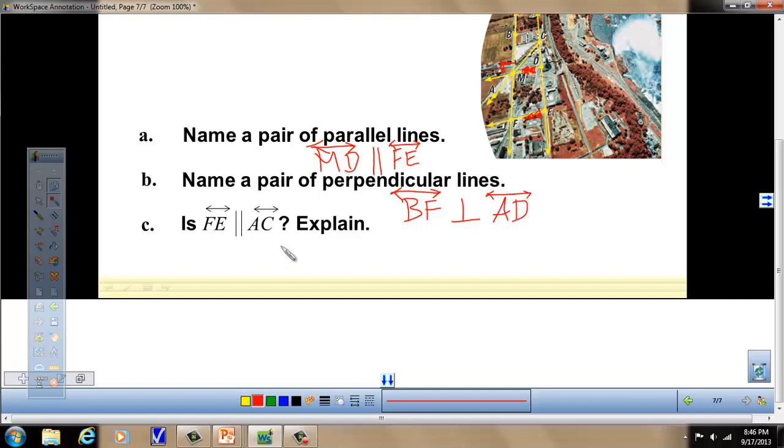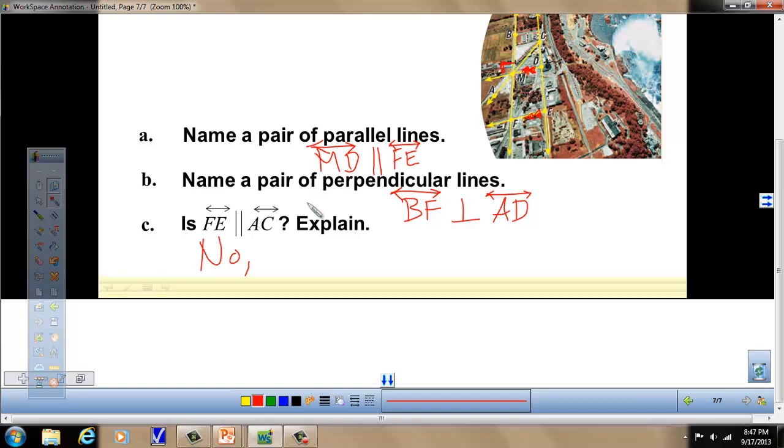Okay. Now we want to know, is FE parallel to AC? If we look at AC right here, it looks like AC is going to intersect with FE. That would be one explanation why this is no. Another reason would be that they don't have the arrowheads or triangles on AC. Therefore, we know that the lines aren't parallel.